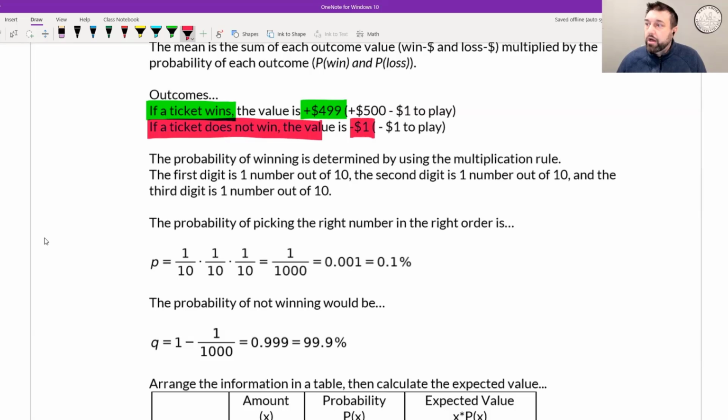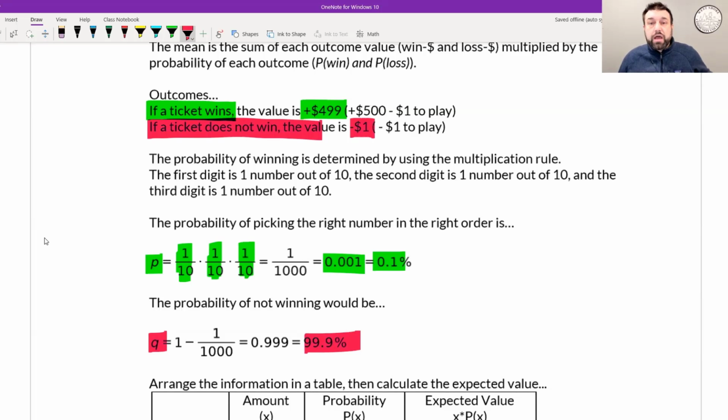Now we need to calculate our probabilities. So the probability of you winning is you have a 1 in 10 chance of matching the first number, a 1 in 10 chance of matching the second number, and a 1 in 10 chance of matching the third number. So your probability of winning is 0.1%. Your probability of losing is the complement of that. So 99.9%. So now we have for each outcome a value and a probability. We have a probability distribution.